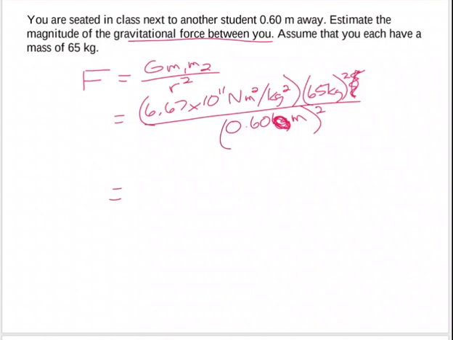While you're typing that in, we have meters squared on the bottom and meters squared on the top. Those are gone. Kilograms squared on the bottom and kilograms squared on the top. Those are gone. And I'm left with newtons. I got 7.82799 times 10 to the negative 7. With significant figures, we have two of them, so 7.8 times 10 to the negative 7 newtons.